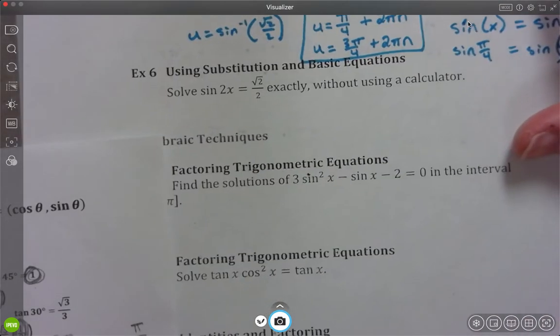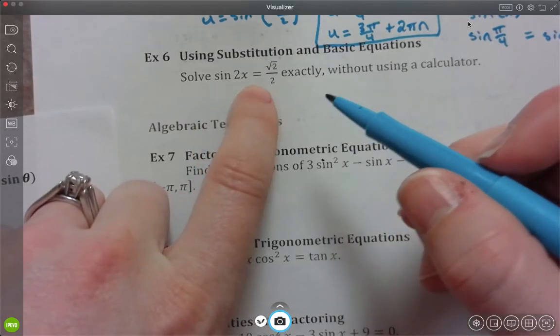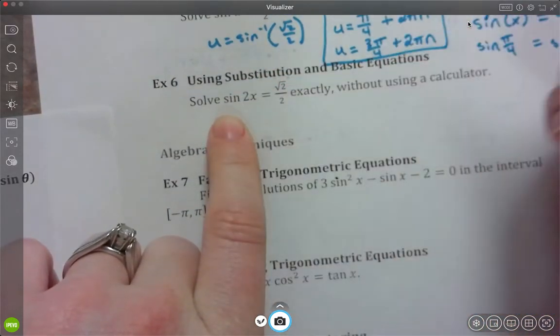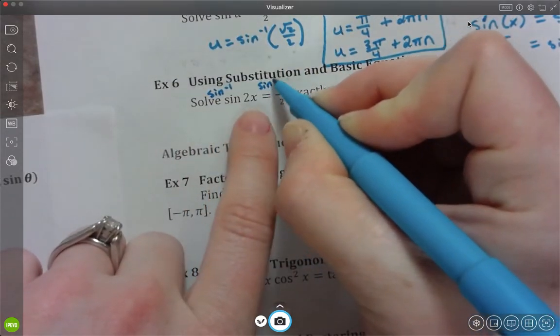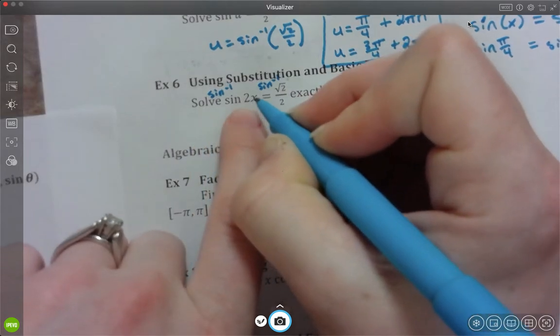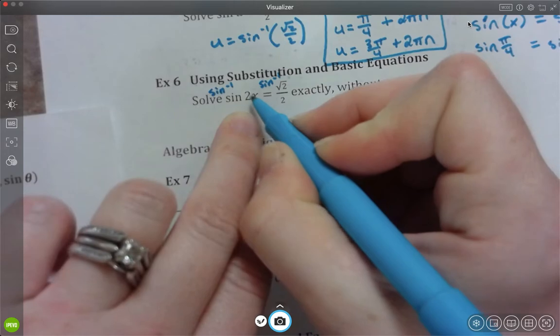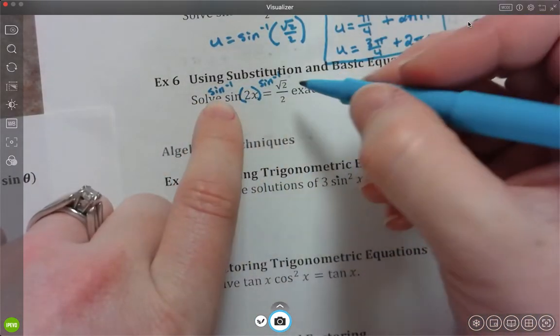Okay, last one. We'll do this one and then we'll stop. It's sine of 2x equals the square root of 2 over 2. Okay, so the only difference here is that we're still going to do the inverse sine. And then I'm going to do the 2 last because I have to get rid of the sine before I can get rid of the 2. The 2x are trapped together inside of the sine, so I have to get rid of the sine first.